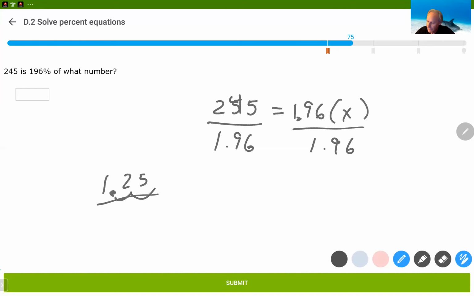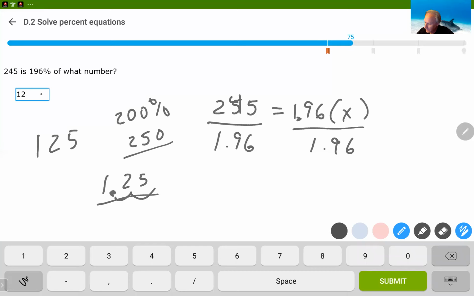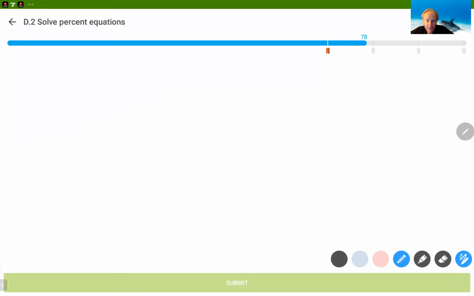Does 125 sound reasonable? 245 is almost double 125 because 200% of 125 is 250. So does it seem reasonable that 245 is 196%? And it does. It seems reasonable. So I'm talking about 125. Calculator was very helpful in that problem. I really didn't feel like doing division today.